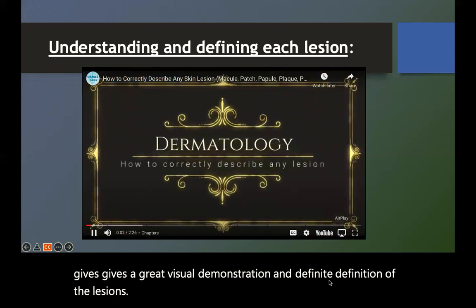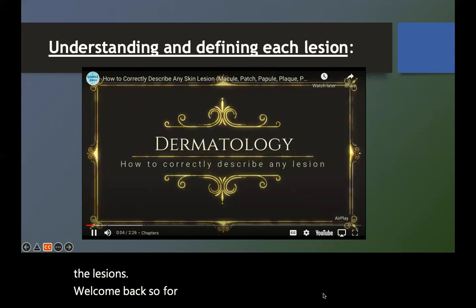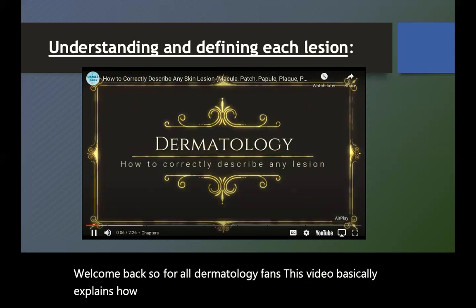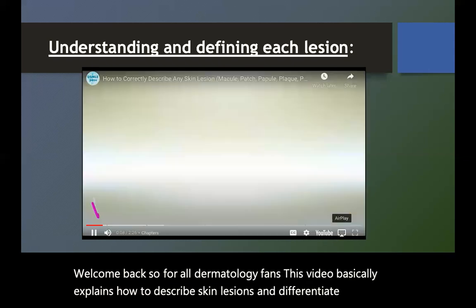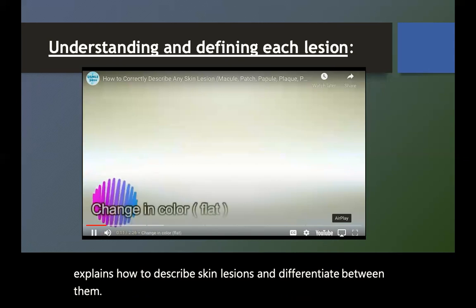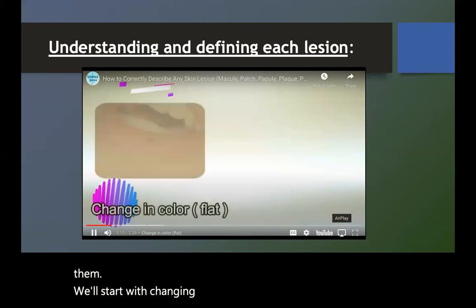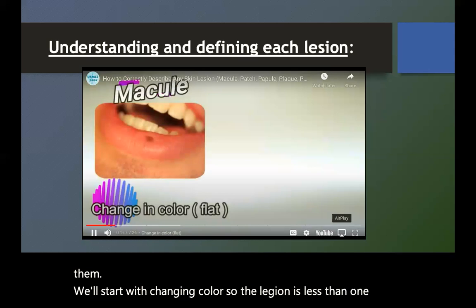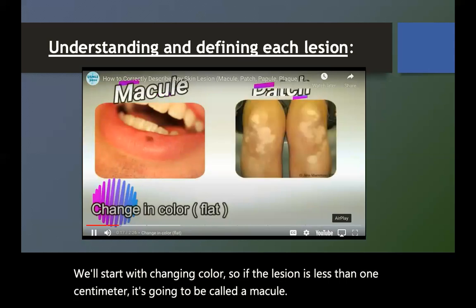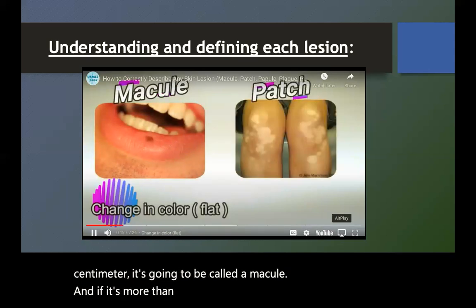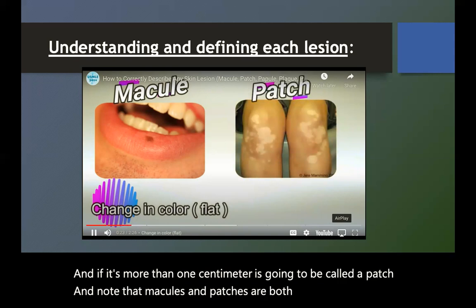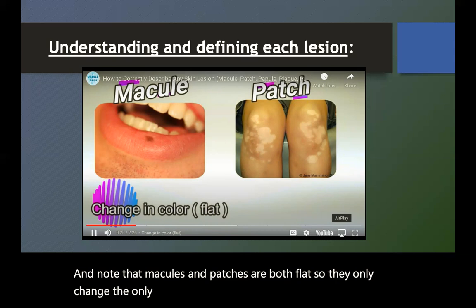Welcome back. So for all dermatology fans, this video basically explains how to describe skin lesions and differentiate between them. We'll start with changing color. So if the lesion is less than 1 centimeter, it's going to be called a macule. And if it's more than 1 centimeter, it's going to be called a patch. And note that macules and patches are both flat. So the only difference is change in color.